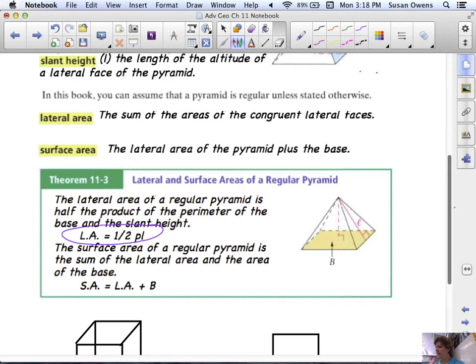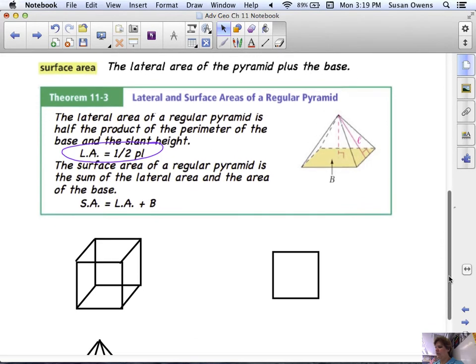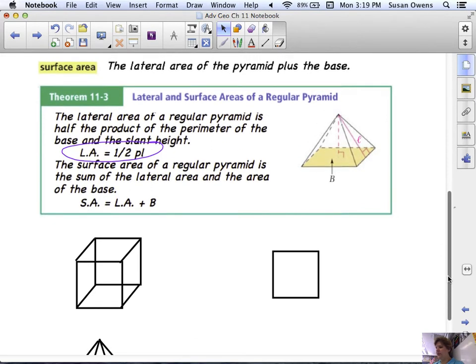Okay. So if we don't even include the base, we just want to find the area of those isosceles triangles that go around the pyramid. We take 1/2 the perimeter, just like in the last formulas, except instead of using height this time, we're going to use slant height. So a couple of things to remember. You need the 1/2 and you need the slant height instead of the actual height, like we use for prisms. And then if we want to find the surface area, instead of being lateral area plus 2 bases for prisms, it's lateral area plus 1 base.